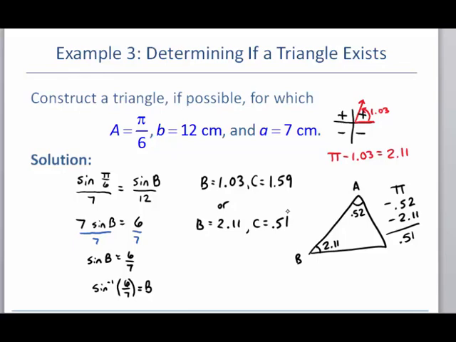So this tells me that both of these solutions are viable. They both produce triangles that meet the original criteria. And so at this point, our problem sort of branches off into two possible solutions.